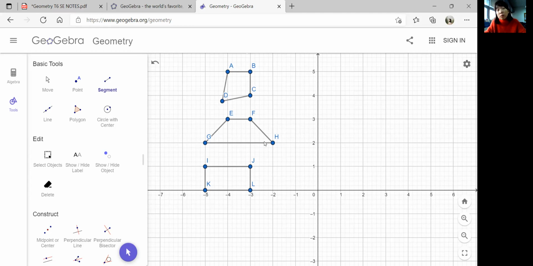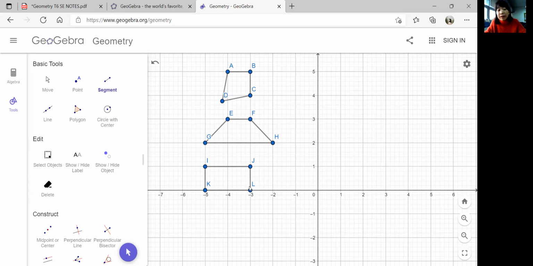F and H are supplementary. So the angles that share a leg are supplementary. They make 180 degrees because that's a transversal to two parallel lines, and same side interior angles are supplementary.